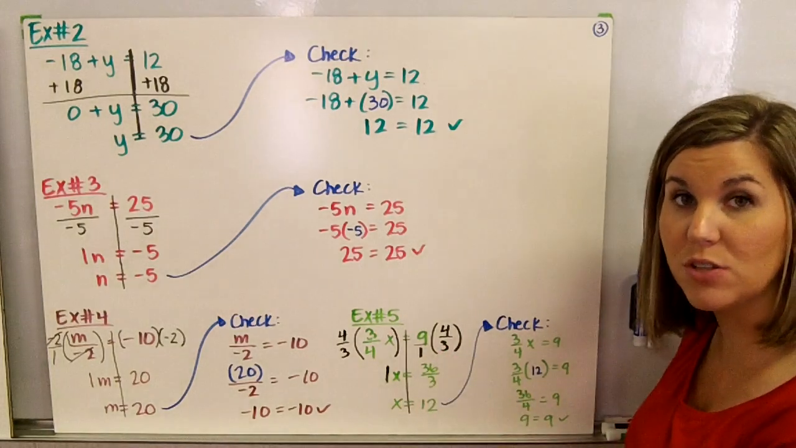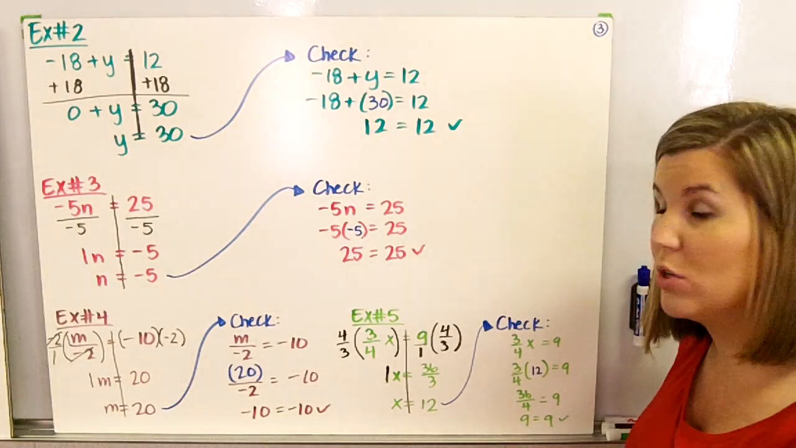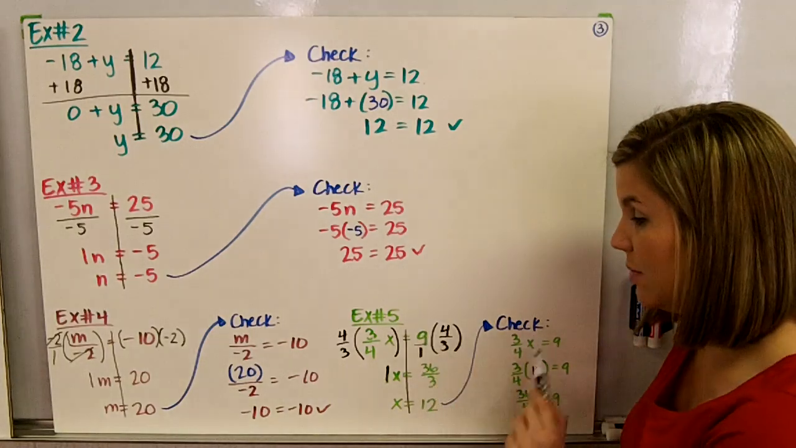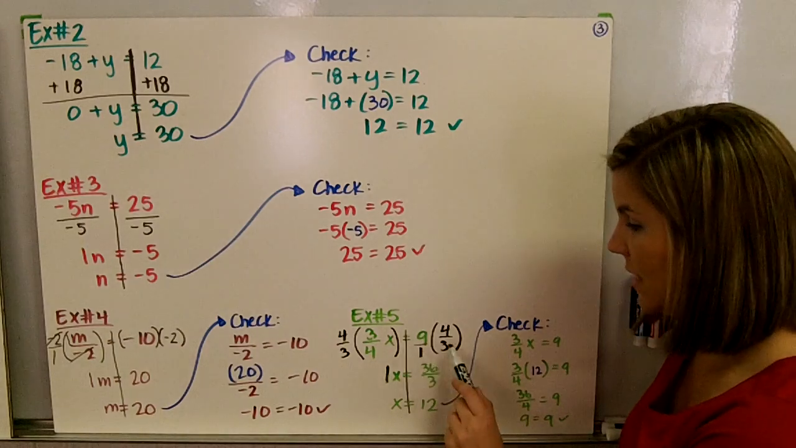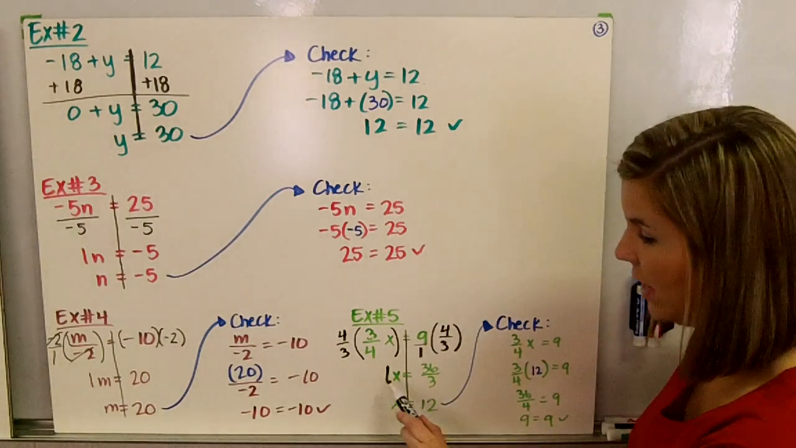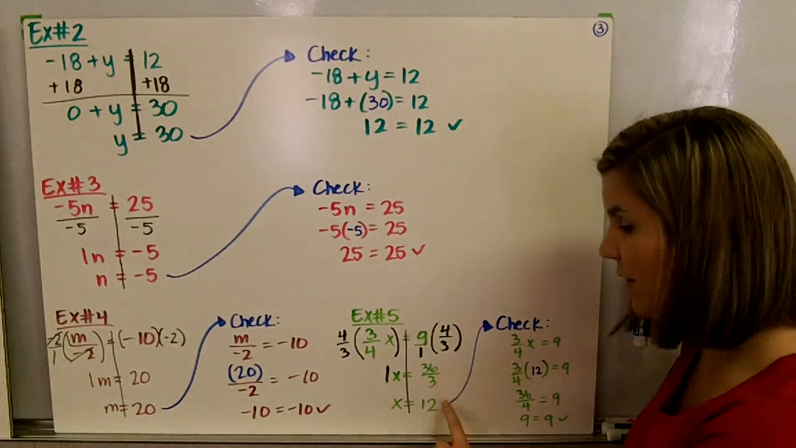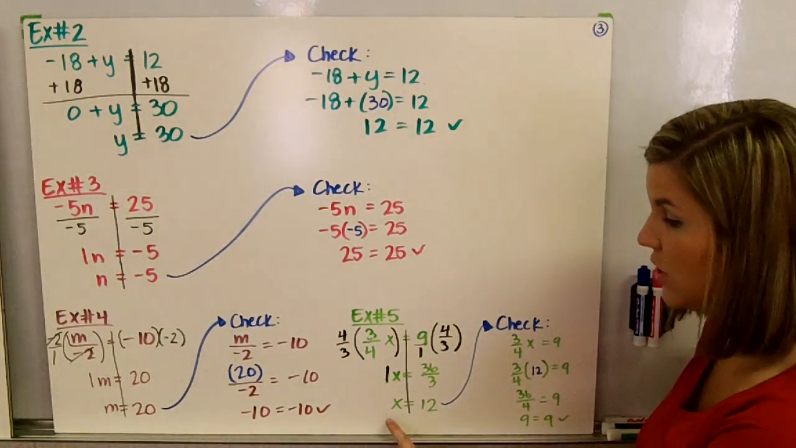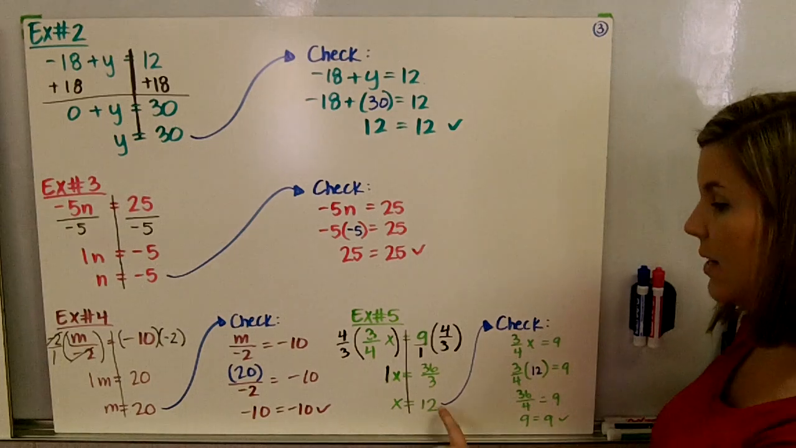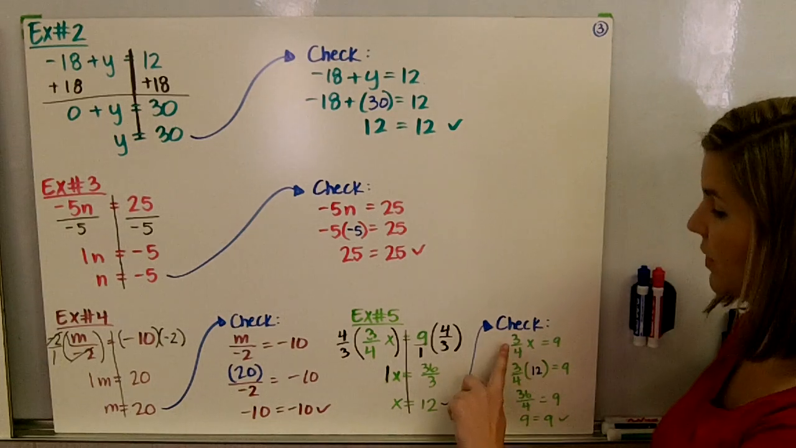When we multiply fractions, we multiply the tops together, and then we multiply the bottoms. So 9 times 4 is 36. 1 times 3 is 3. So I have 1x equals 36 divided by 3, and 36 divided by 3 is 12. So x equals 12. Now let's check to make sure this is correct.